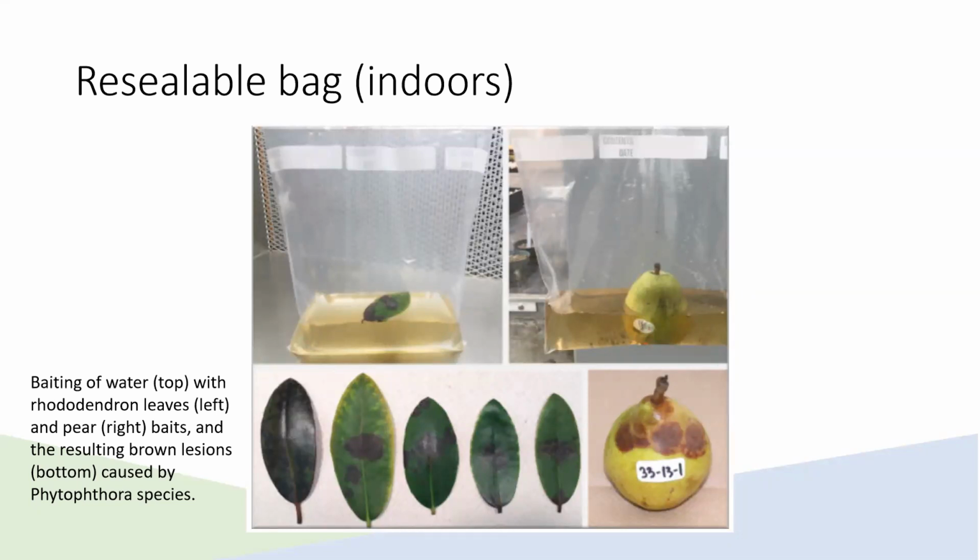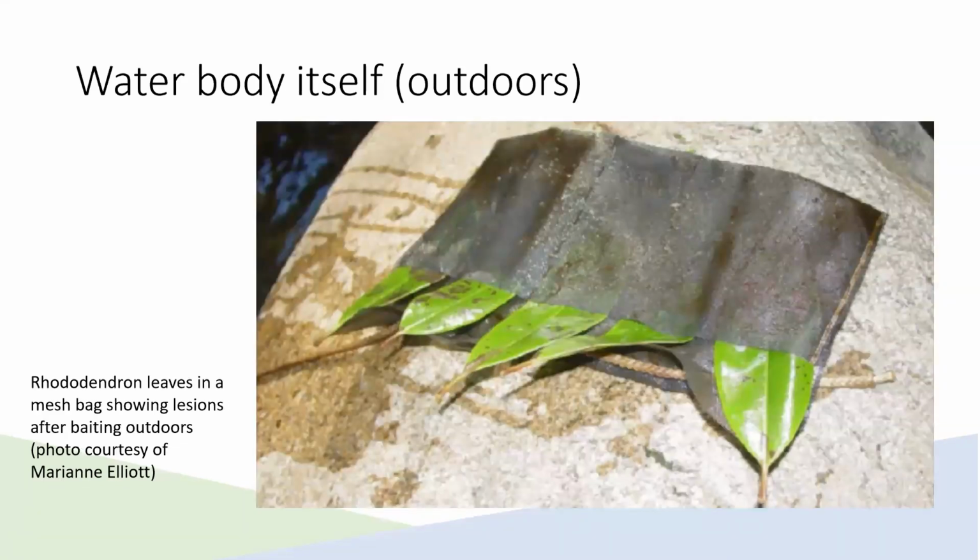Here, we can collect the water. But if you want to monitor the pathogen in the river, you can put the bait or the leaf in a bag and float it in the river. Make sure that you tie it to a tree, a stone, or wood, so you do not lose it. After several days, you take the bait and look at it.